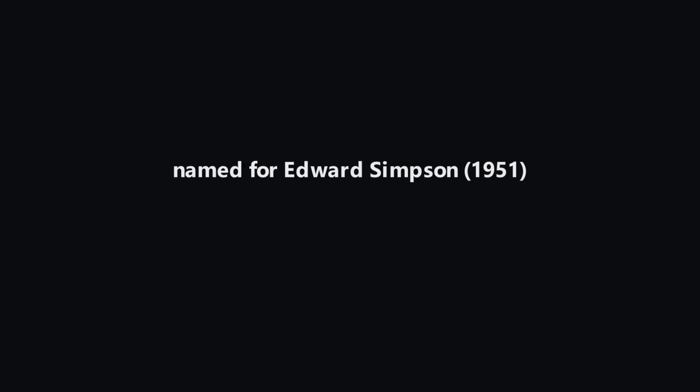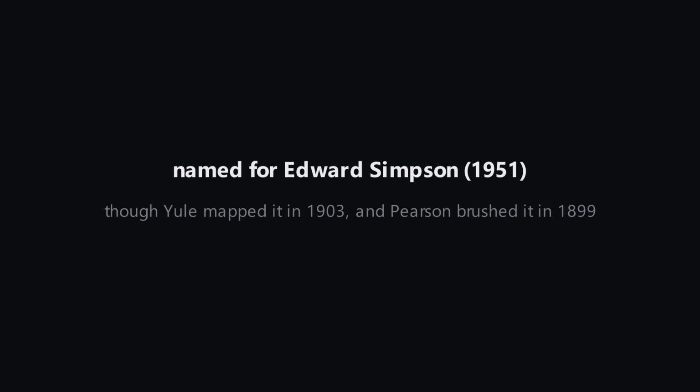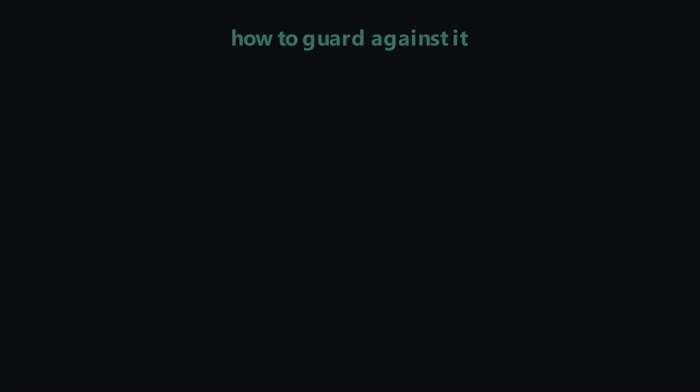And this pattern is older than you might guess. It has tripped up scientists, doctors, and even courts of law again and again. The effect carries the name of Edward Simpson, who wrote about it in 1951, though the statistician Karl Pearson had brushed against it in 1899, and George Yule laid it out in 1903. So how do you guard against it?